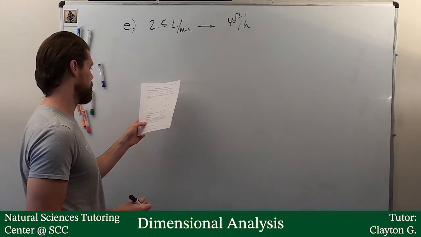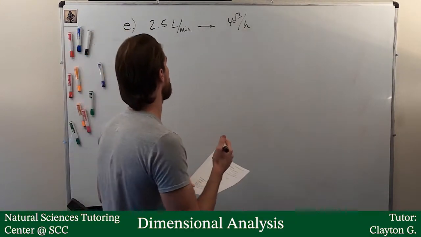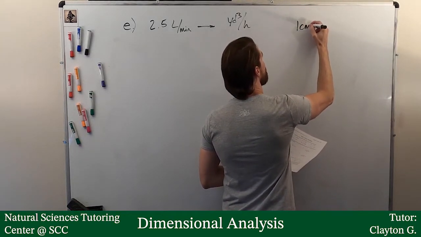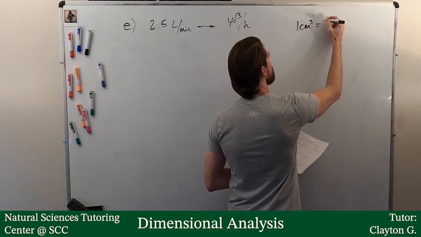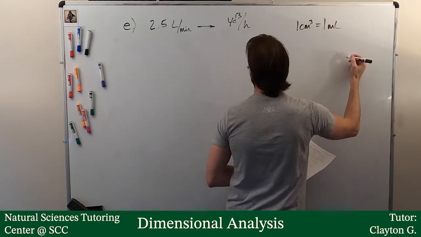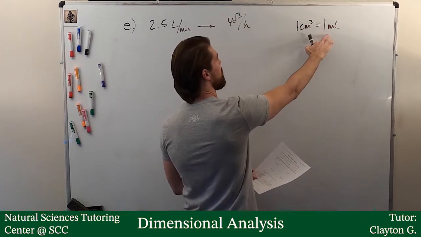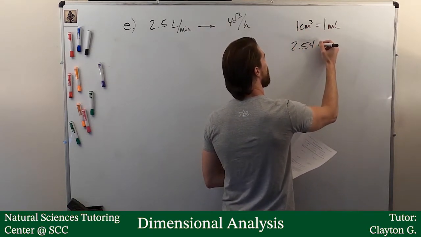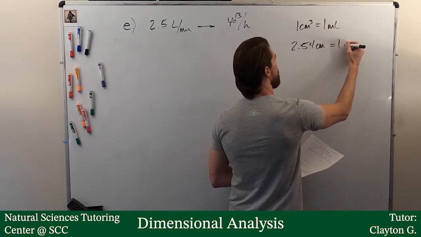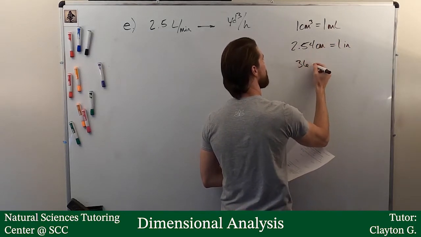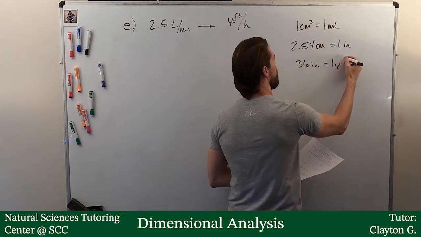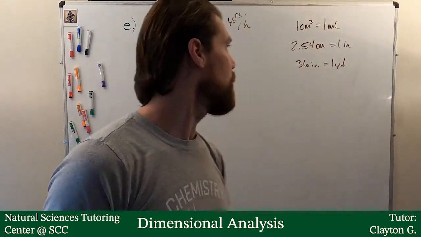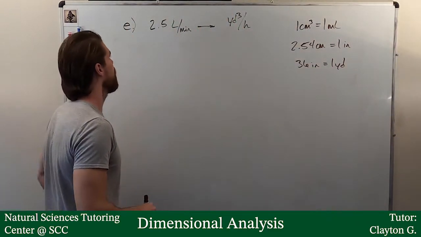Let's see here, liters. Well, we can get to 1 centimeter cubed equals 1 milliliter. That'll be helpful for us. So if we can get liters to milliliters, centimeters cubed, then I know 2.54 centimeters equals 1 inch, and I know that there are 36 inches in 1 yard. Okay, so there's our pathway. That makes sense now. Okay, so let's get started.